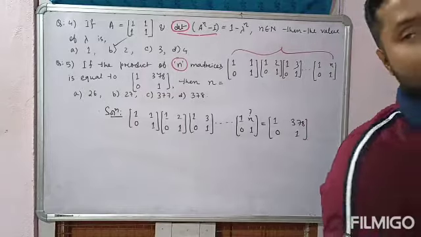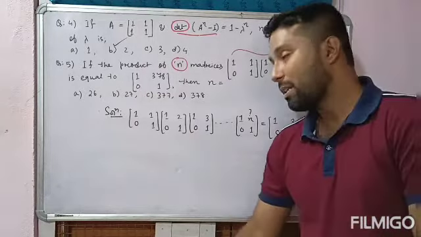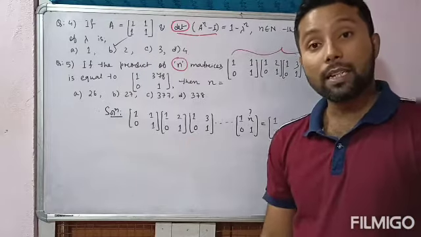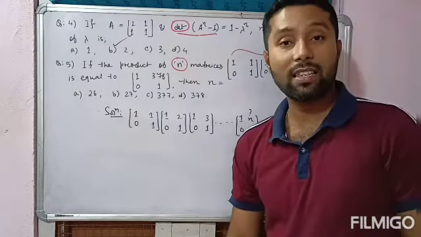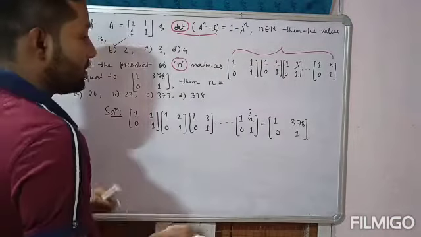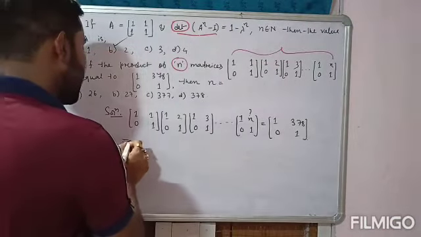So how do we find it? These matrices are in multiplication form, which means you have to multiply them. But here n matrices are there, so how can we multiply? No need to multiply all the matrices now. Just follow the sequence here.